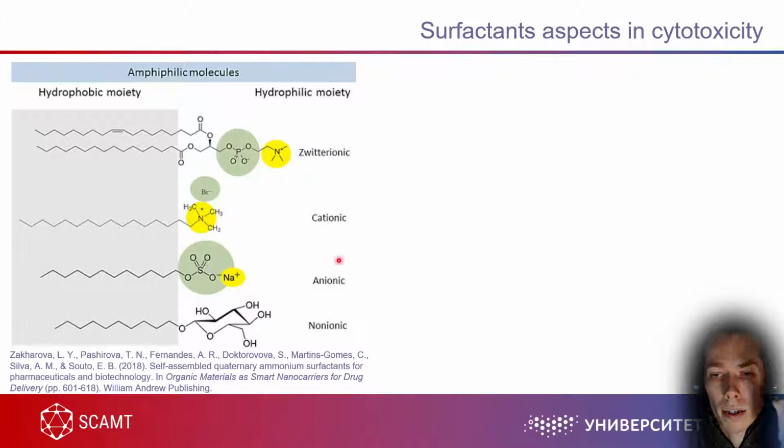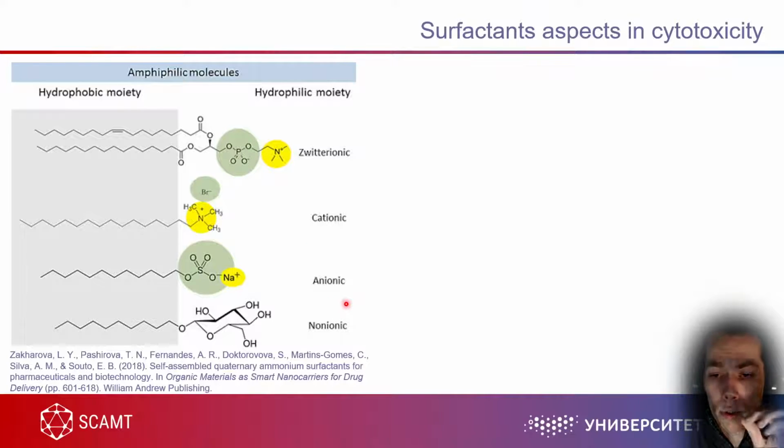The next surfactants based on toxicity are zwitterionic surfactants. Zwitterionic surfactants possess both groups, so they have cationic and anionic groups, and since they have a cationic group, they are more toxic than anionic surfactants, which possess only anionic groups.